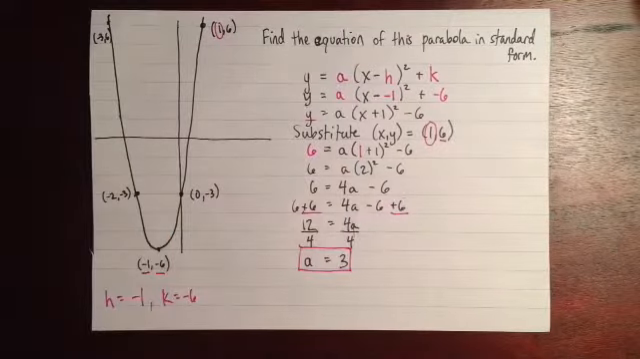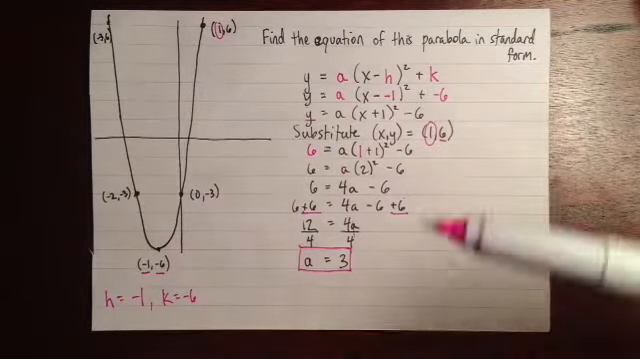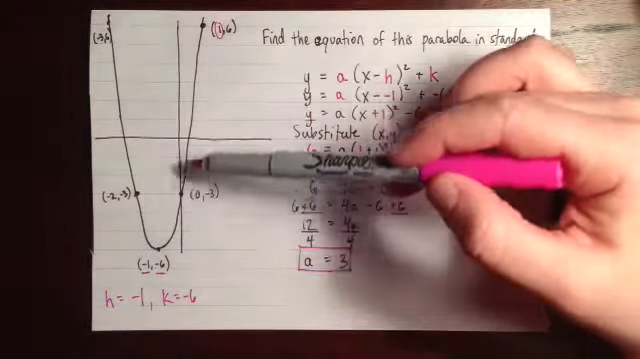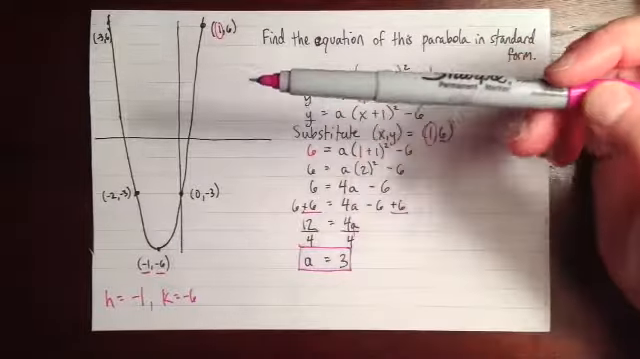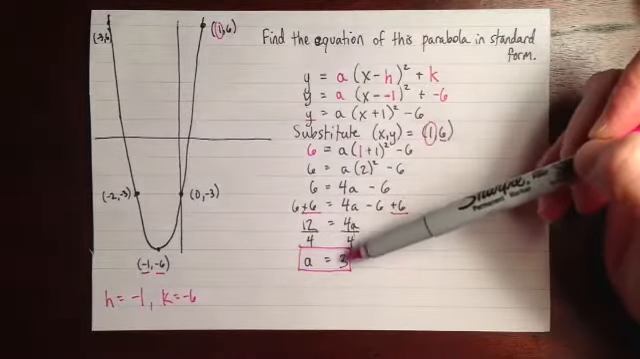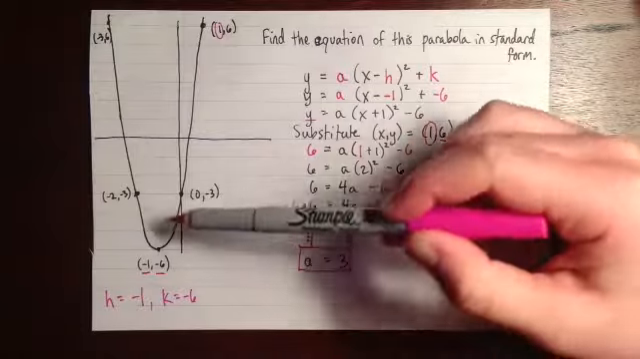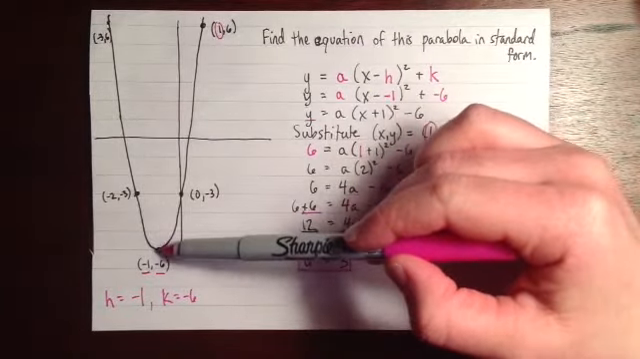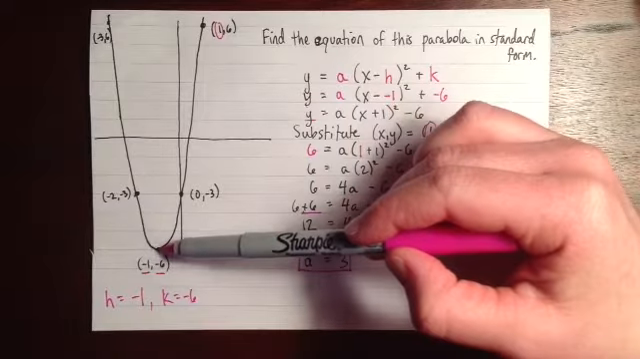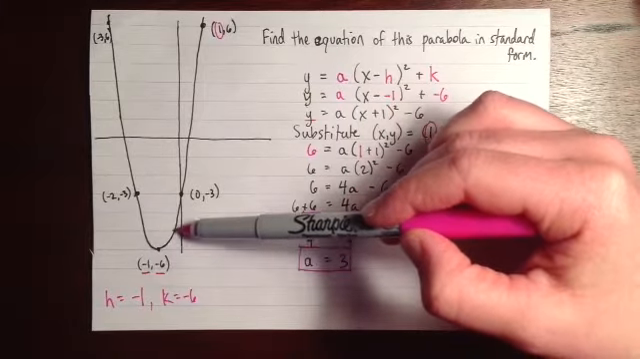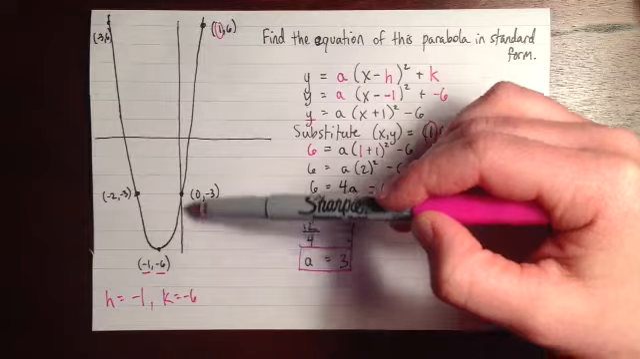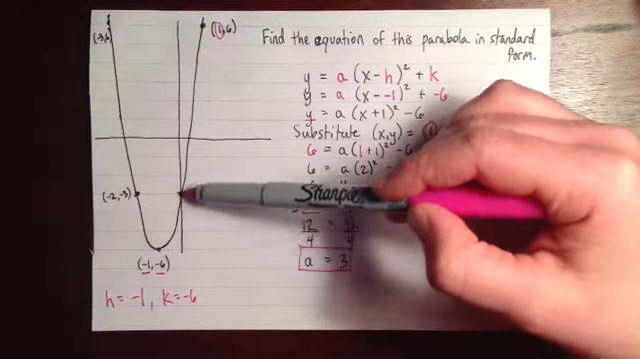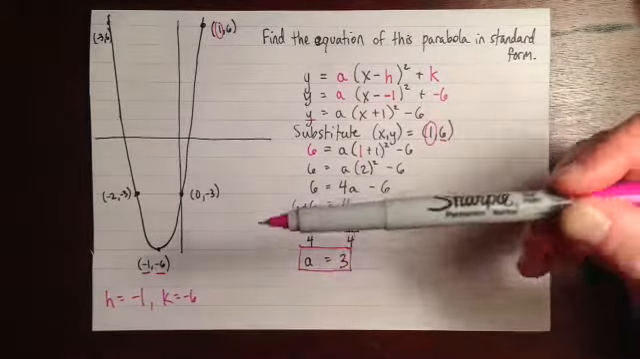We should look at this and make sure it makes sense. First of all, does it make sense that a is positive? Yes, because the parabola opens up. Second, does it make sense that a is bigger than 1? Yes, this is a tall, skinny graph. Normally, our parent function will go over 1 and up 1, but this one goes up 3. So that makes perfect sense.